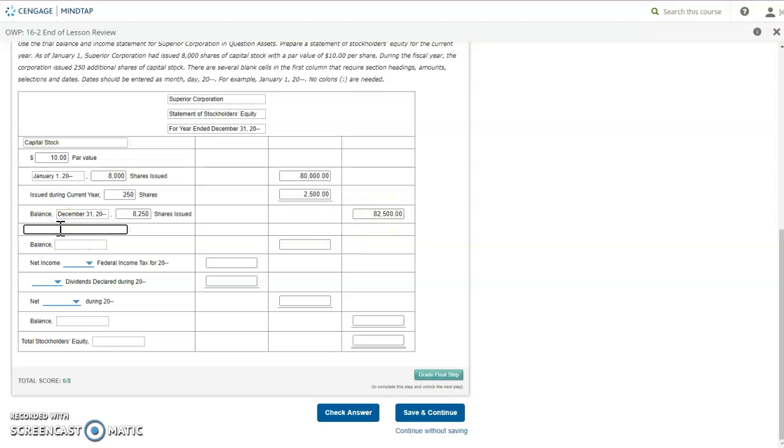Our next section of our statement of stockholders' equity is going to be our retained earnings. So we're going to go ahead and put in that label, retained earnings. Okay, and it says balance, and then we have a blank there. So this is just looking for the date. So this is like our beginning balance. So January 1st of 20 dash dash. And now we need to put in that number.